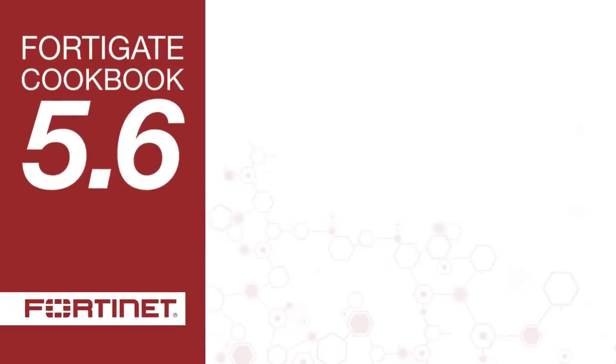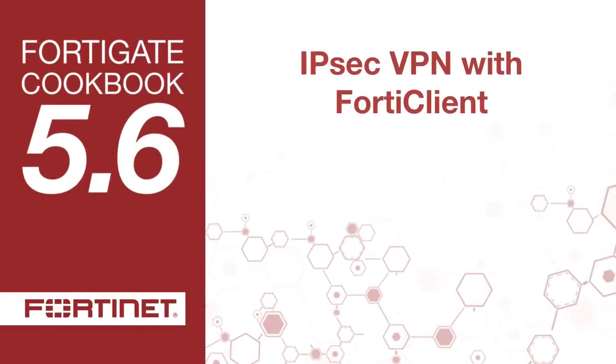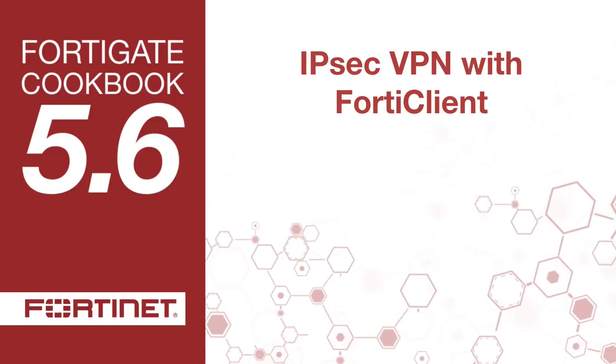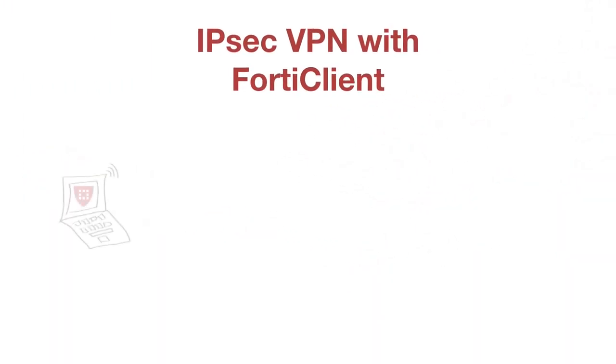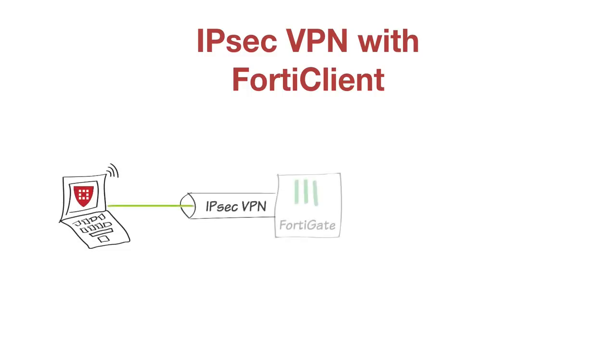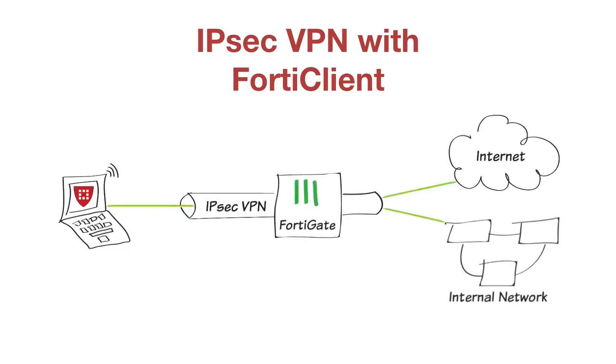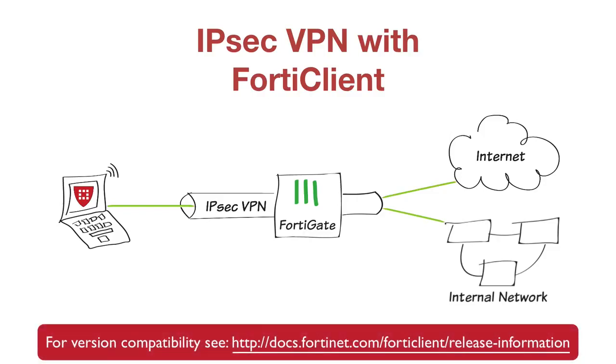In this video, you will allow remote users to access the corporate network using an IPsec VPN that they connect to with FortiClient. The remote user's internet traffic will also be routed through and secured by the Fortigate. This tutorial uses FortiClient version 5.4.2, build 523 on a Mac OS X.